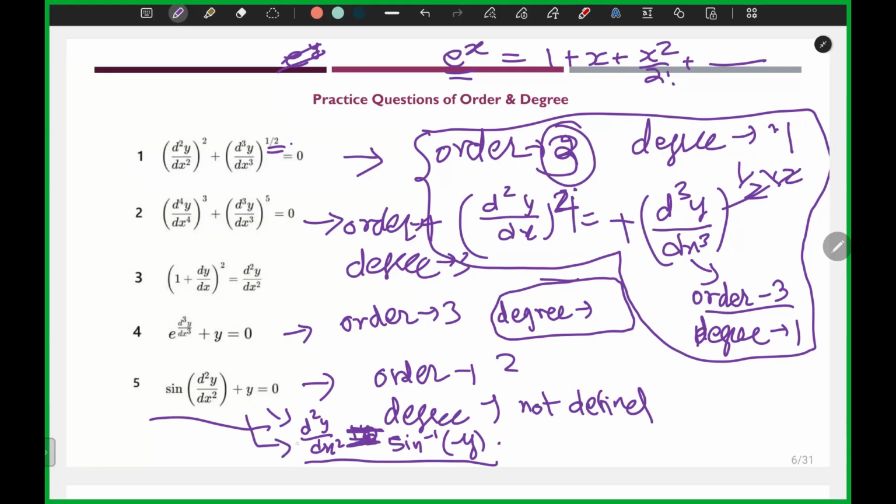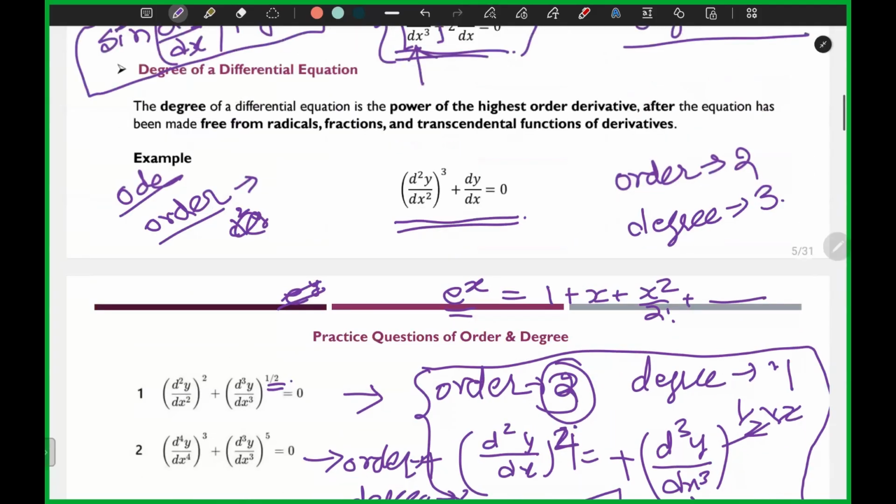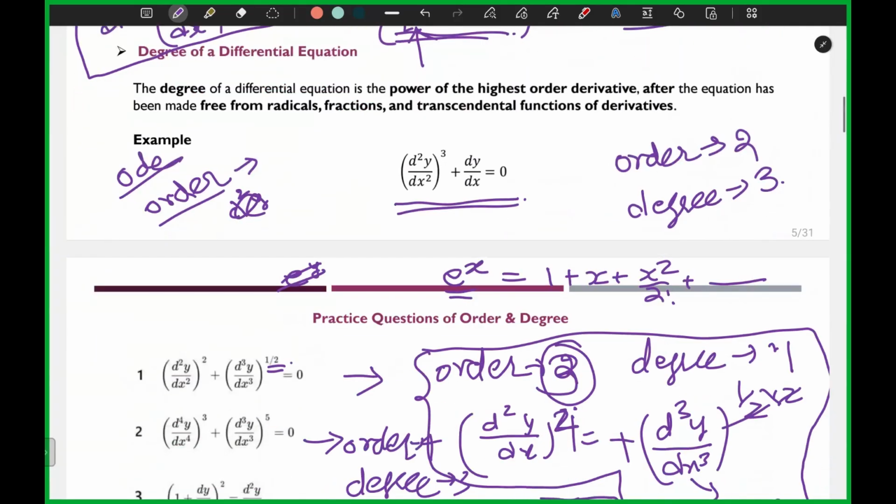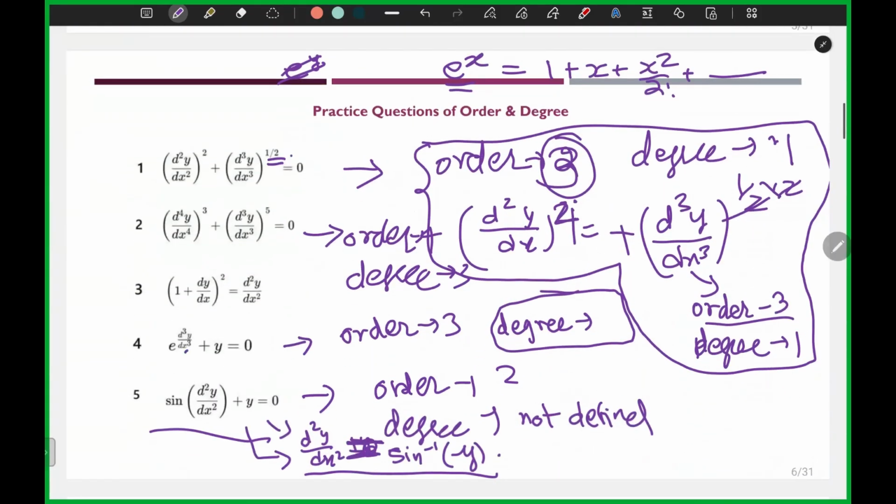According to you, we can also define it like this. Okay, so for that part, it should be free from radicals and transcendental functions of derivatives. So your derivative is in power. So we have to go for the expansion of e to the power x, like this. And so here degree is... Got my point? Yes, sir.